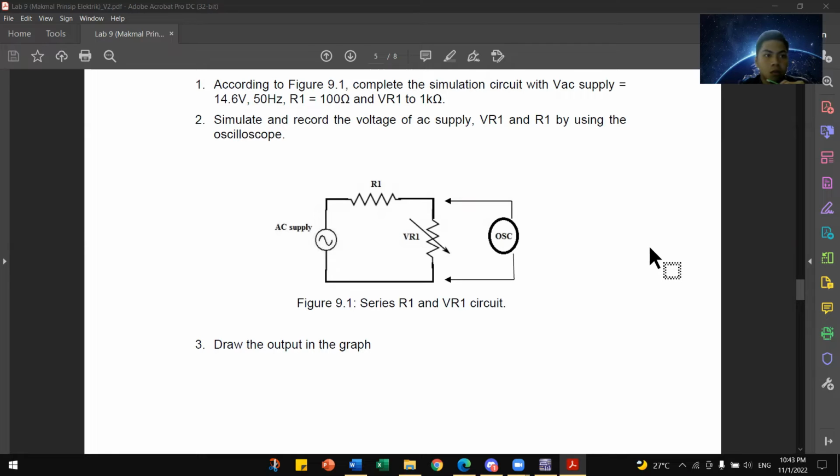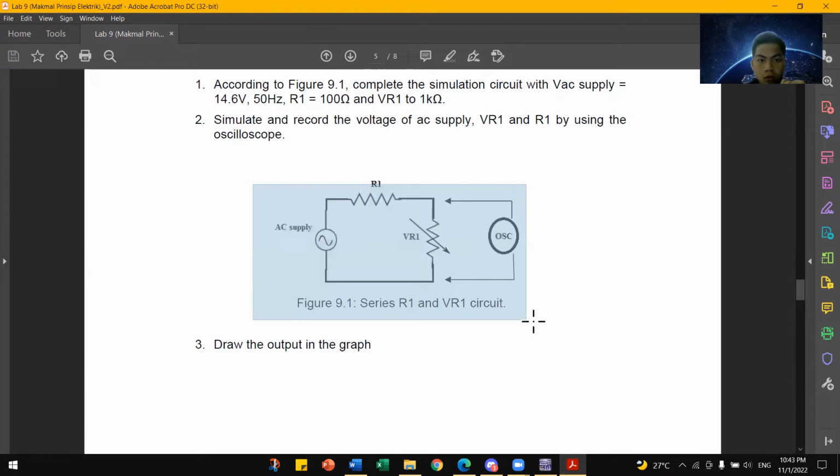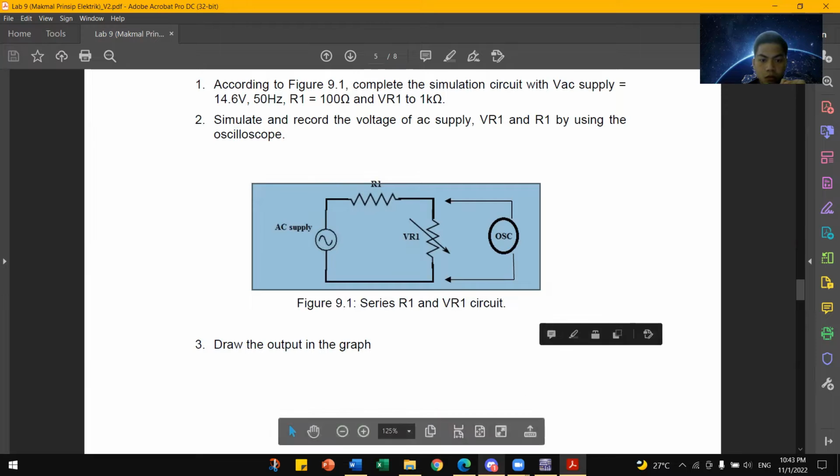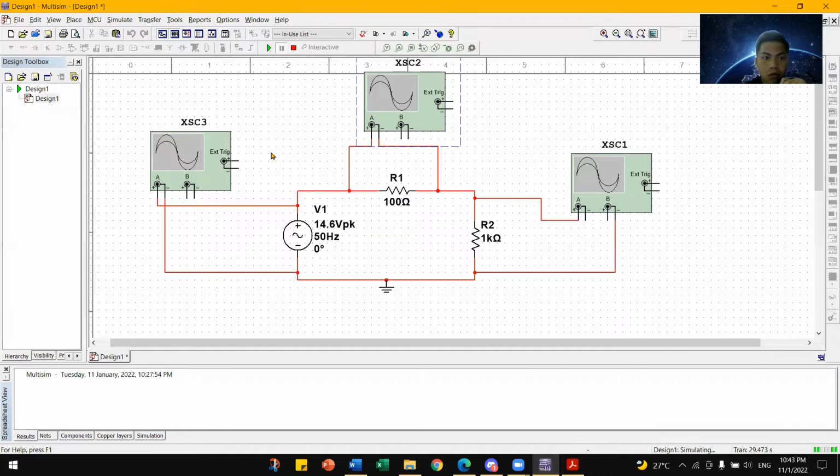AE190016. So the first question for lab 9 is to record the voltage of the AC supply, VR1 and R1 using the oscilloscope. This is the circuit that we need to simulate and record. This is the circuit we use in the software Multisim.